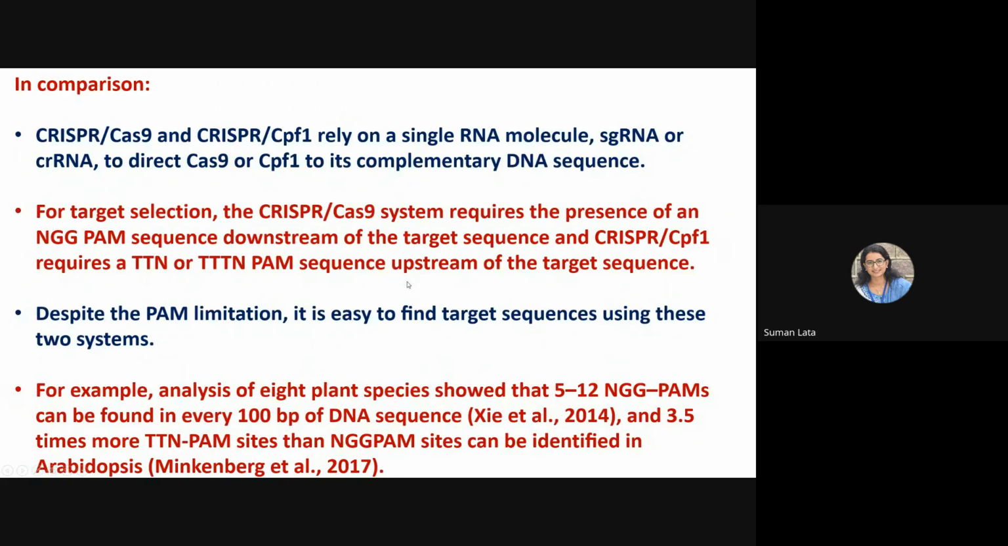and the analysis of the 8 plant species showed that 5 to 12 NGG PAMs can be found in every 100 base pair of the DNA sequence, and 3.5 times more TTN PAM sites than the NGG PAM sites can be identified in Arabidopsis. So in 100 base pair of DNA sequence, you can find 5 to 12 PAM sites of Cas9, and more than this, sites of Cpf1.